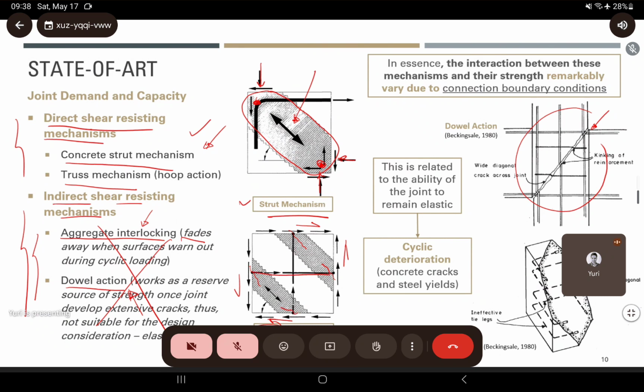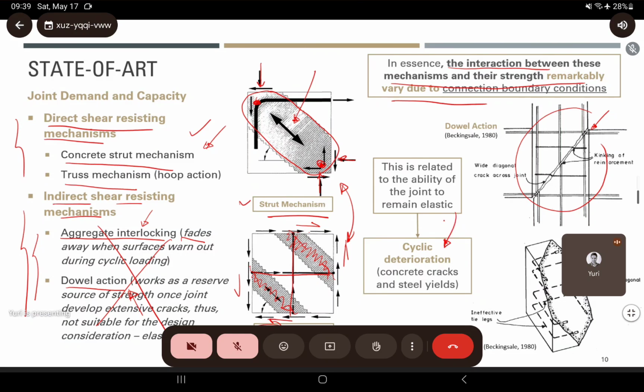This is made through the ties, which are horizontal and vertical reinforcements that connect the boundary of the joint and permit the existence of smaller struts that uphold these loads. Okay, so we have these two interaction mechanisms that actually vary throughout the performance of the joint whenever you have cyclic loading. In essence, we want joints to remain elastic, but whenever you have cyclic loading, these mechanisms and their strengths remarkably vary.